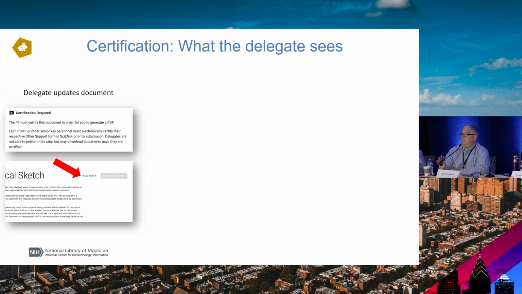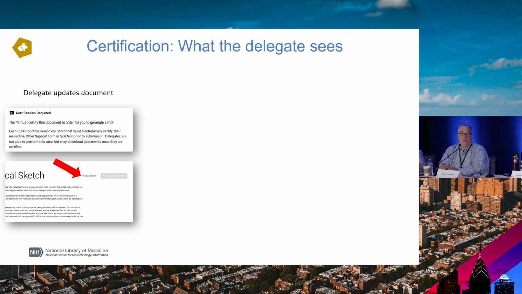Now, we do love to get feedback. How can we make SciENcv better to adapt to your workflow? And one of the things that we heard was delegates were telling us, I think I have everything filled out, but I want to see what that PDF looks like before I ask my PI to come and sign it. So in the delegate view, you are able to view the draft PDF.